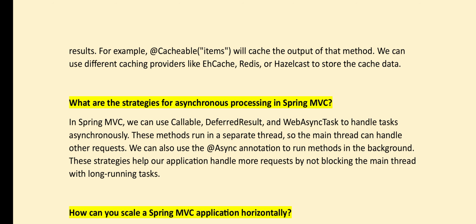What are the strategies for asynchronous processing in Spring MVC? In Spring MVC, we can use Callable, DeferredResult, and WebAsyncTask to handle tasks asynchronously. These methods run in a separate thread, so the main thread can handle our requests. We can also use the @Async annotation to run methods in the background. These strategies help our application handle more requests by not blocking, meaning we can have many threads with long running tasks.